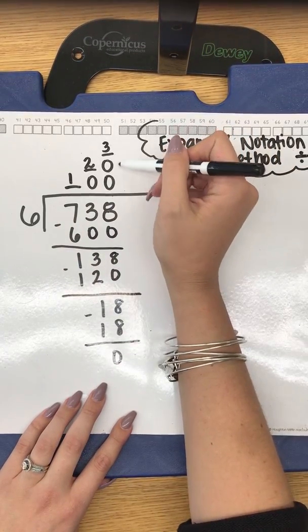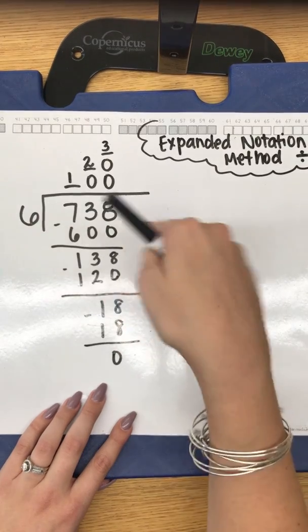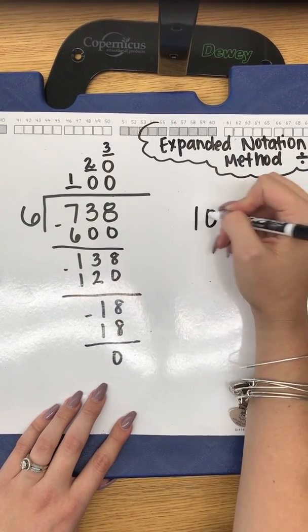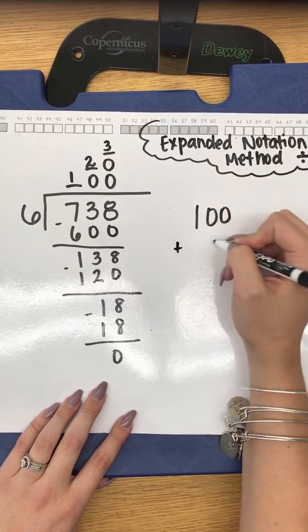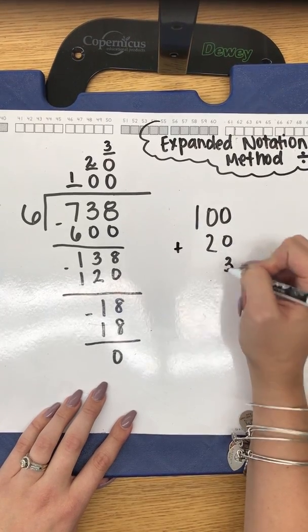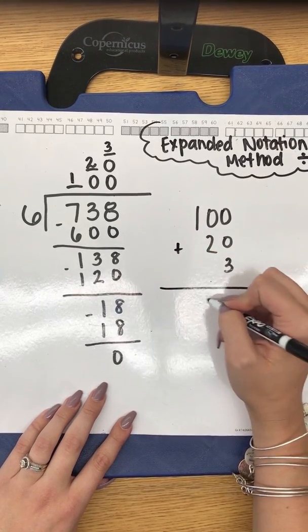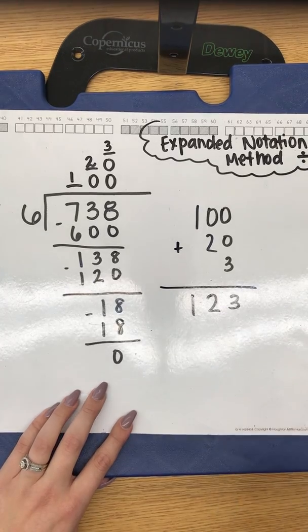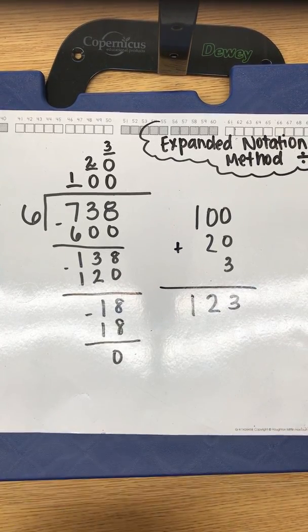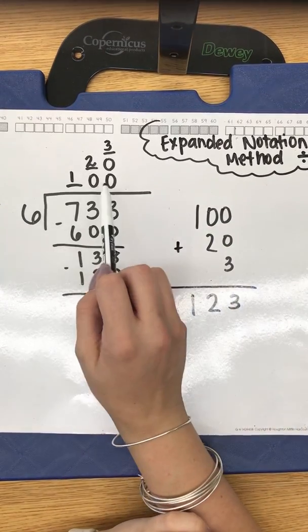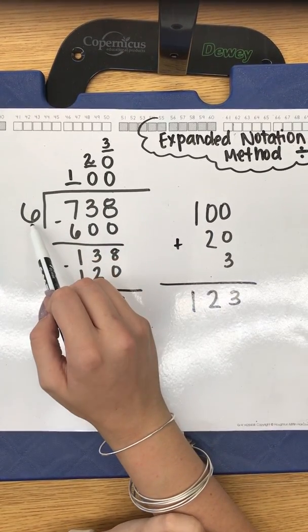All of these up here are my partial products that would have been on the top of that box. I'm going to go ahead and add them together. 100 plus 20 plus 3. And that gives me my answer of 123. Okay, so the big thing just to remember here is just what are these values when multiplied by 6?